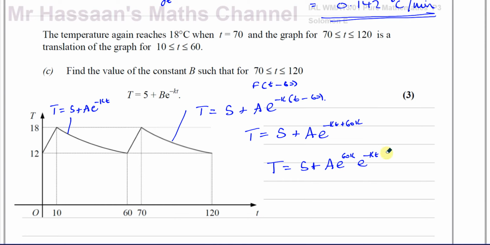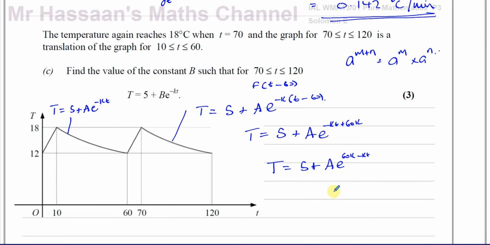Let me write it like this first, just to make it very crystal clear that I'm just rewriting this as 60k minus kt, and then I'm using the laws of indices. If I have a to the power of m plus n, it's the same as a to the power of m times a to the power of n.